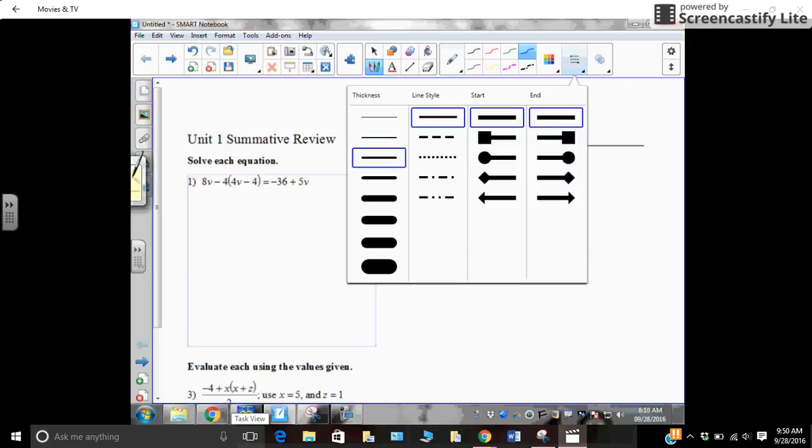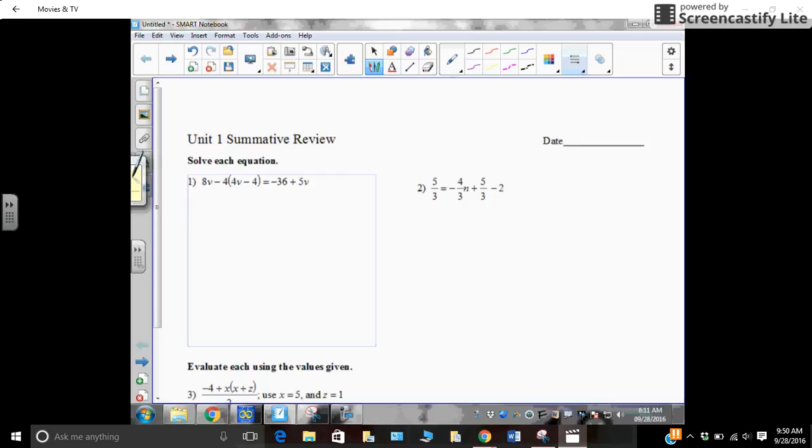On the first problem on your warm-up, you're solving linear equations. The first thing you need to do is distribute the -4 into the parentheses. The 8v is going to stay the same. Gives you -16v plus 16 because you have a negative times a negative.